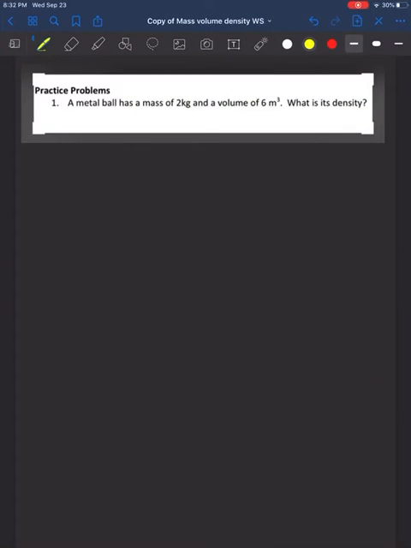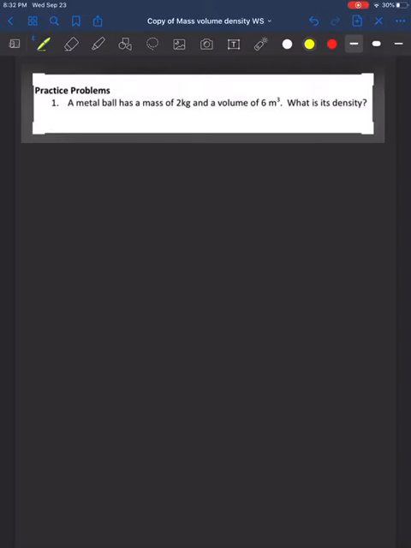A number of you have reached out to me or to Mr. Wishart, and you just want a little bit more confidence with how to work out these density problems. So I have a series of 5. Watch as many or as few as you need in order to feel comfortable with how to work these density problems, especially when it isn't density that you have to solve for.